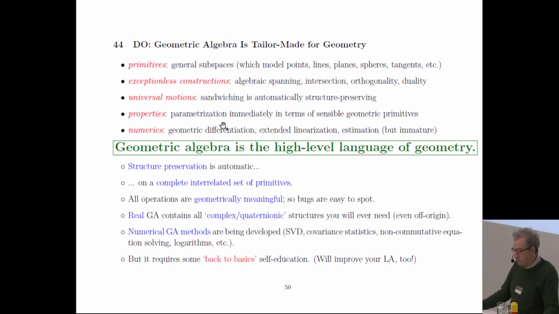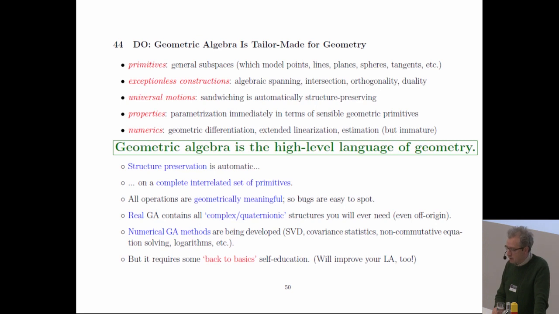The properties, the parameterization is often immediate in terms of the geometric properties. You know, the exponential of a line is a rotation around that line. How much more simple could it be? You'd almost want to, yeah, no, it cannot be simpler, right? But there's some work that needs to be done, where we are now, in making it just as numerically stable as the well thought out implementations of linear algebra are.